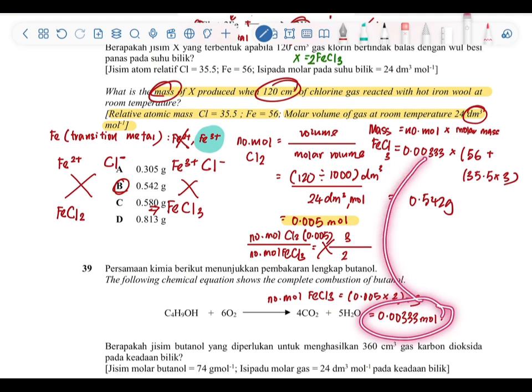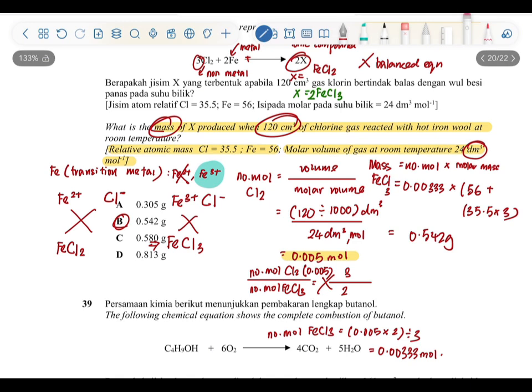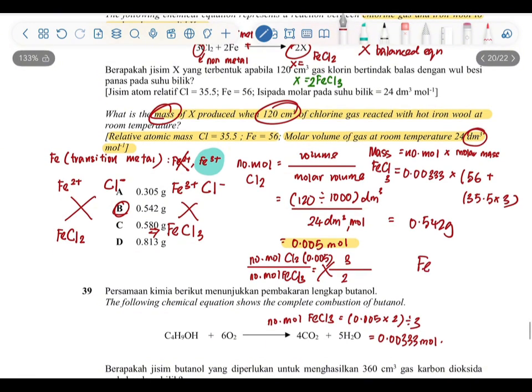So we put this number into here, the number of mole, and then we are going to calculate the molar mass. For molar mass, it is pretty easy. You just need to put the molar mass for FeCl3, which is 56, because 1 Fe only, 56, and then we have 3 chlorine, which is 35.5 times 3, and then do some calculations. The answer would be B.